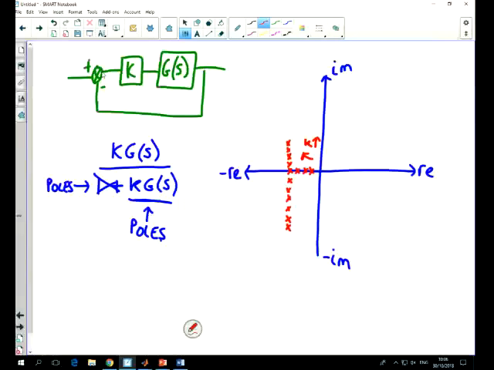And you can get MATLAB to do that for you. Of course, if you do it with MATLAB, you don't see the individual poles. All you see is a nice kind of line that maybe does something like that. So that's what a root locus plot is. It's the poles of this KGS. That's called a root locus.